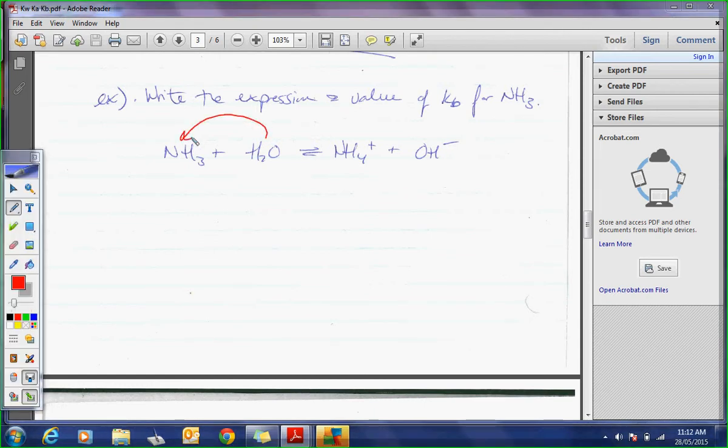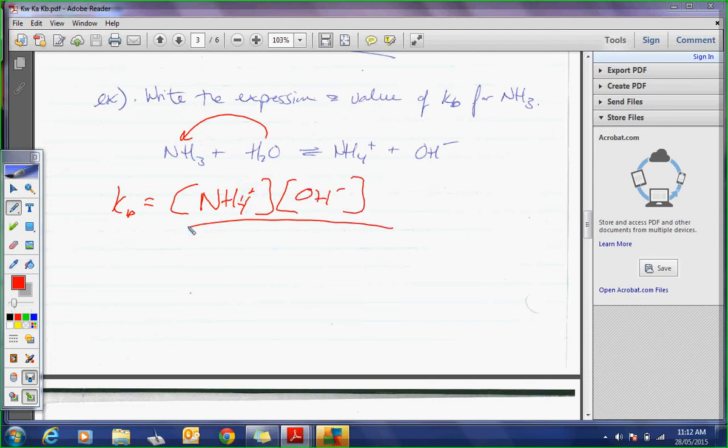Okay, and we get NH4 plus and OH minus. So write the expression for Kb. What's the expression for Kb? Just like you did on question 1 of your quiz. So it'd be Kb equals the concentration of NH4 plus times the concentration of OH minus over the concentration of NH3 times the concentration of water. No. Oh. Right.